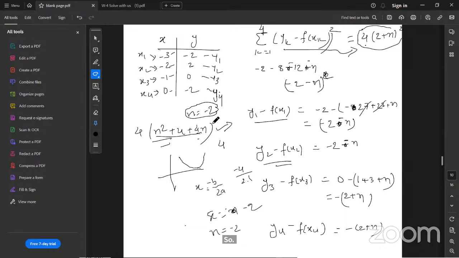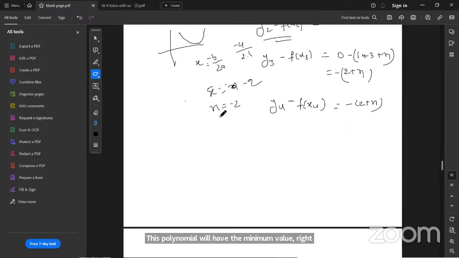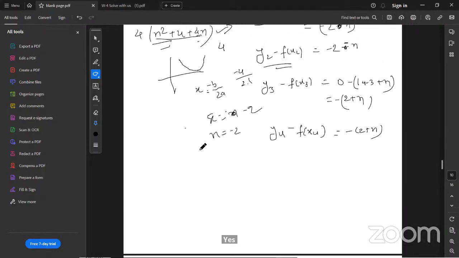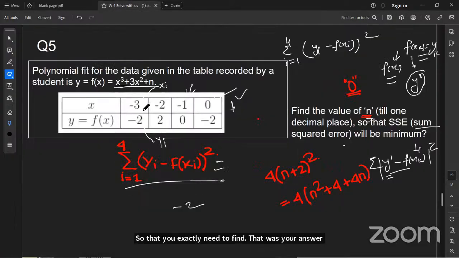That was your answer. We can also find it from the equation 4 into (2 plus n) to the whole square is equal to 0. Then we get the value of n. That we can find, but that is also one way. But you are expecting some errors. Here you can easily see, at x is equal to -1, this equation is giving me 0. So just put f(x) equal to 0.